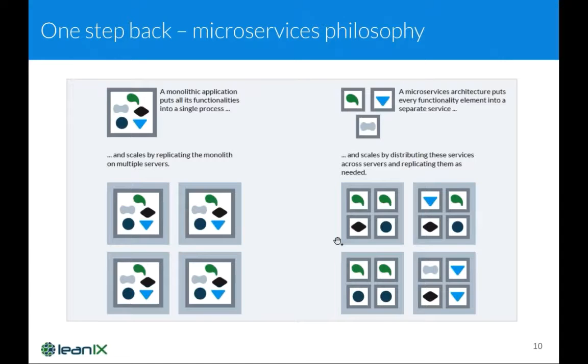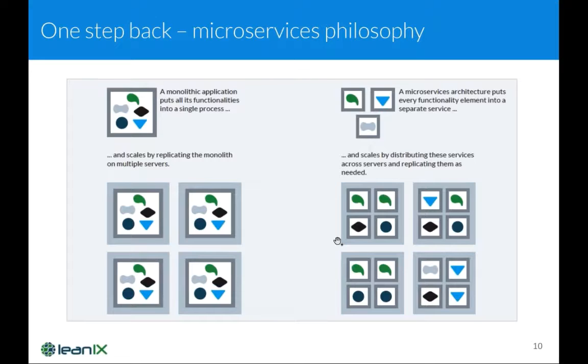On the left, we have a classic monolith structure. So you say all functionality is in one big box. And if you scale it, you need to replicate the full box, so to say, maybe on multiple servers. Maybe you even would have to replicate one of the services. And that's exactly where microservices come in.